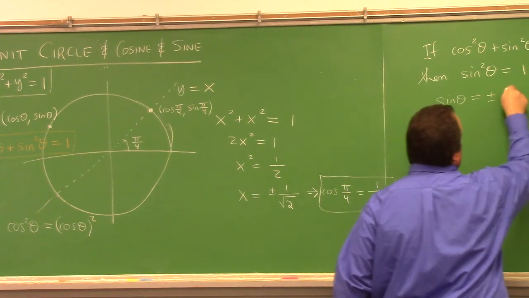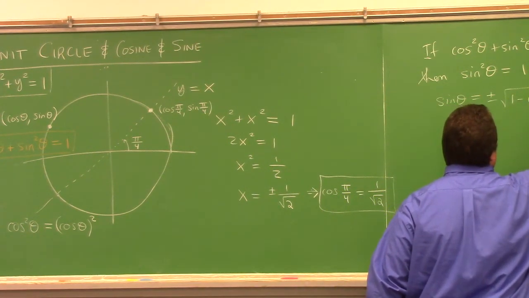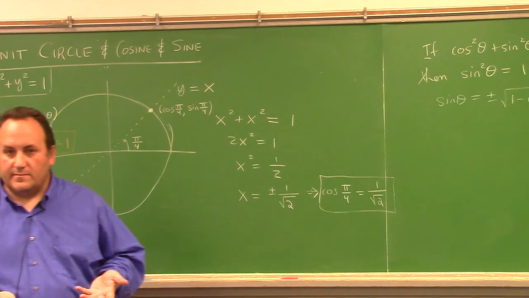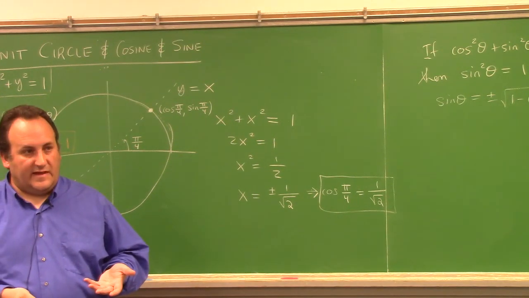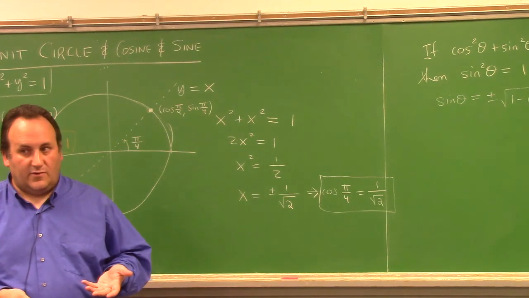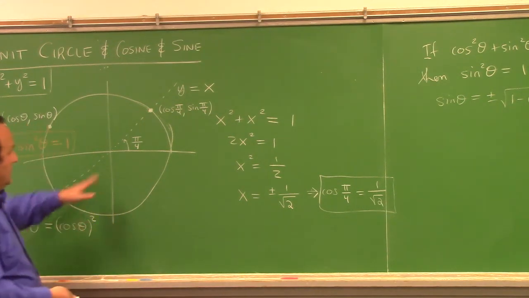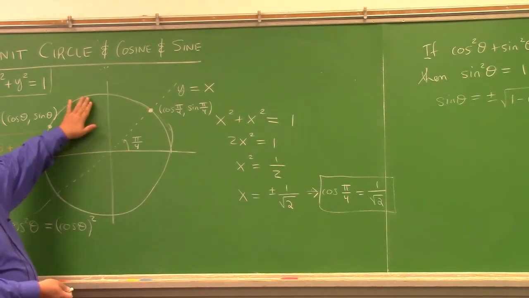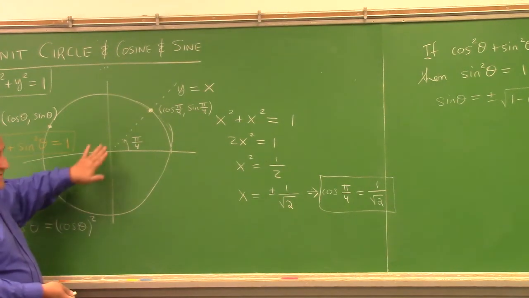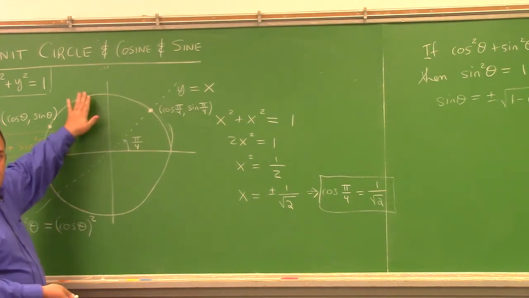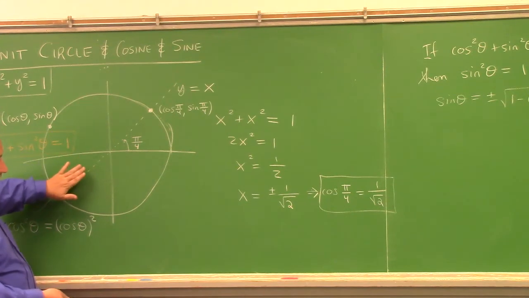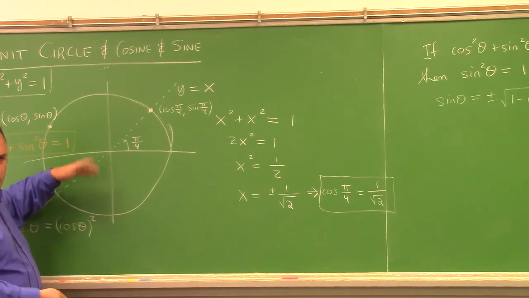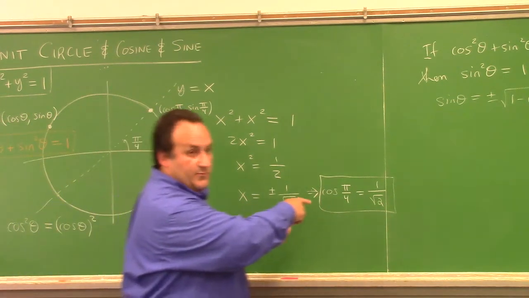So sine theta is plus or minus the square root of 1 minus cosine squared theta, right? Now, whether you're going to choose plus or minus, it depends on where you are, right? Think about the sectors. Cosine is positive in sectors 1 and 4. Cosine is negative in sectors 2 and 3. Likewise, sine is positive in sectors 1 and 2, and sine is negative in sectors 4 and 3. Right. We'll talk more about this. But just to finish this example, what's the sine of pi over 4?